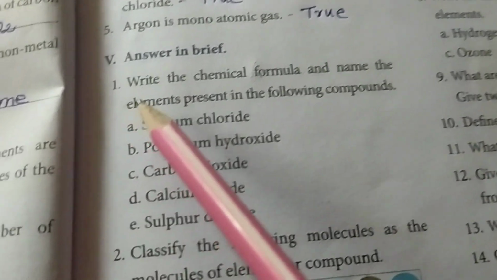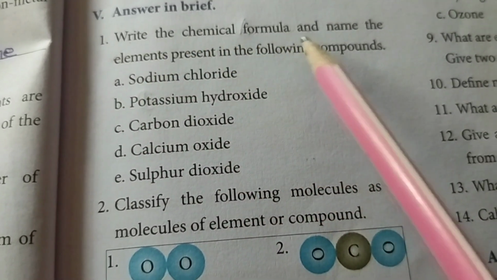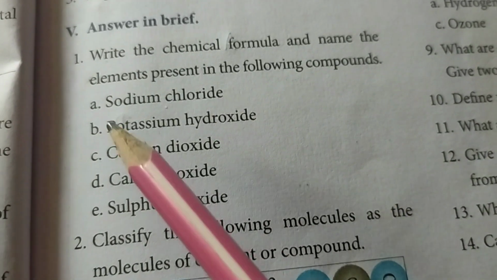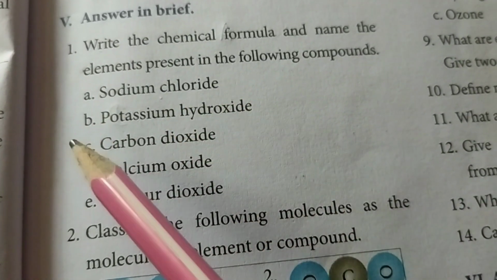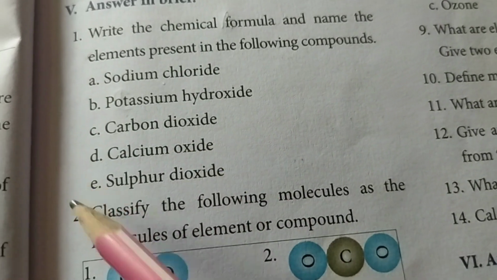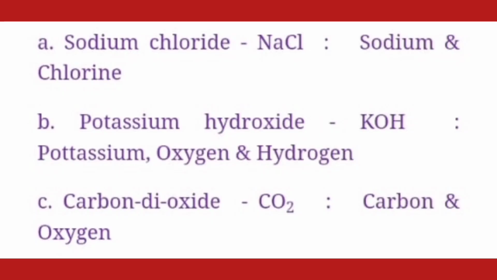Fifth Roman letter, answer briefly. First one, write the chemical formula and name the elements present in the following compounds. Option A, sodium chloride. B, potassium hydroxide. C, carbon dioxide. D, calcium oxide. Then E, sulfur dioxide. Option A, sodium chloride, NaCl, sodium and chlorine.